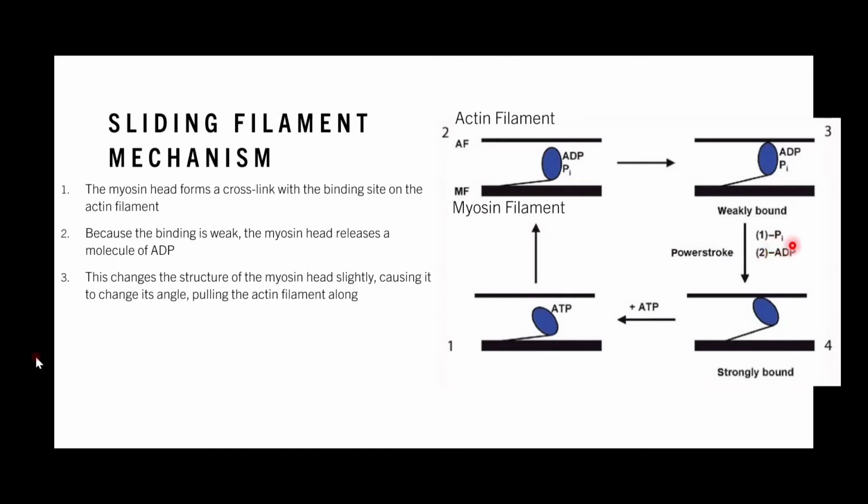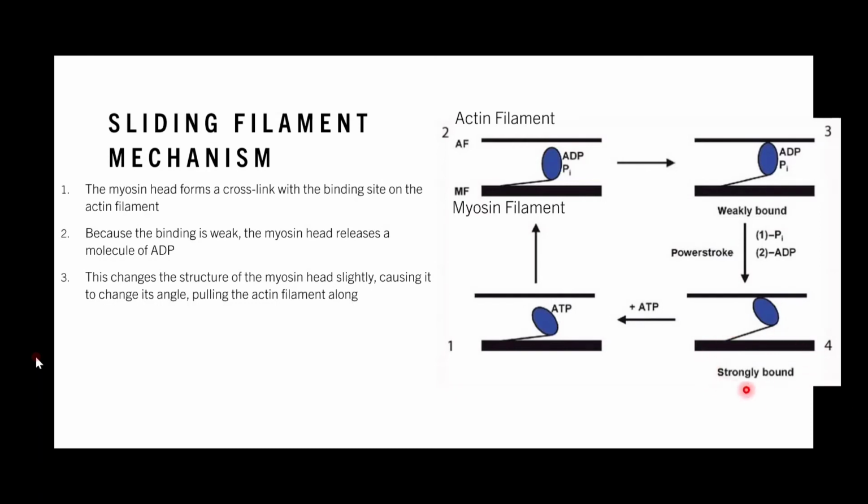And the release of this ADP causes the structural change of the myosin head. This changes the angle, and so if our myosin head changes this angle, it pulls the myosin up the actin filament. Because it changes, it pulls on our myosin filament. It pulls it up the actin. And this is called a power stroke, the changing of the angle causing the myosin to slide up the actin filament.